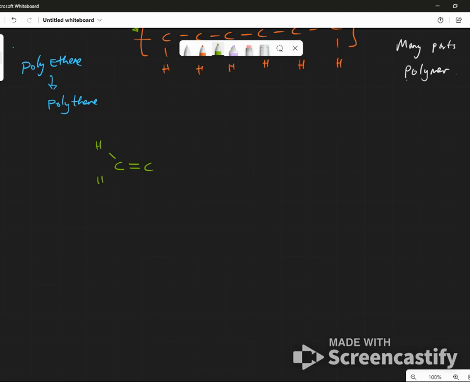All right, so now let's have a look at another one. Okay, this one, I'm going to put a Cl here and an H here. This guy is called chloroethene. Okay, and when it polymerizes, it's going to give polychloroethene, isn't it? Okay, but another name for this guy is vinyl chloride.